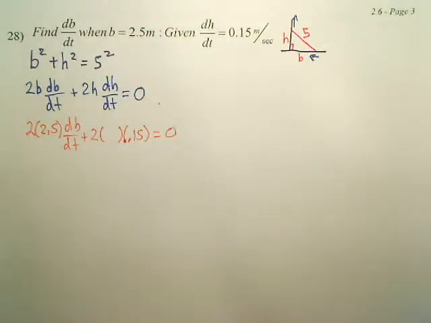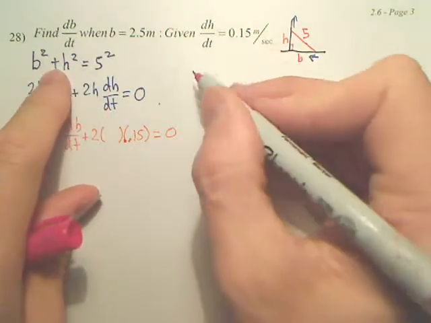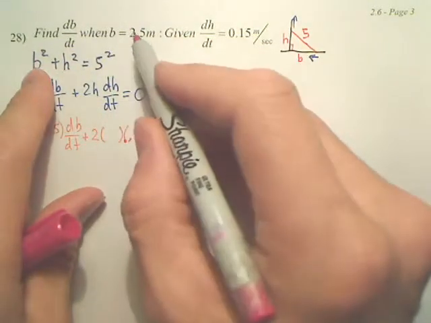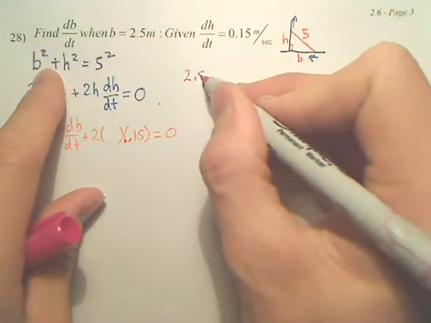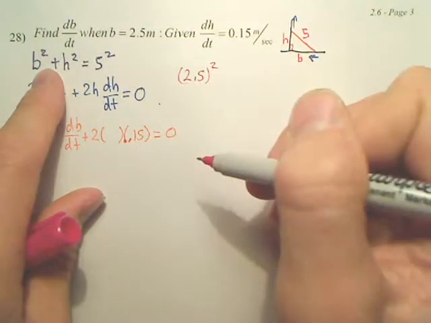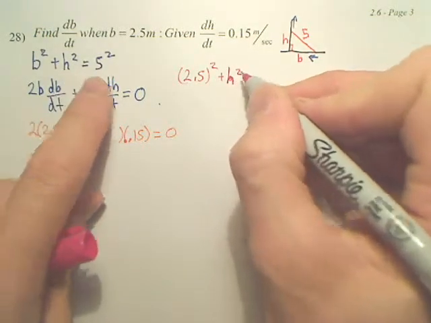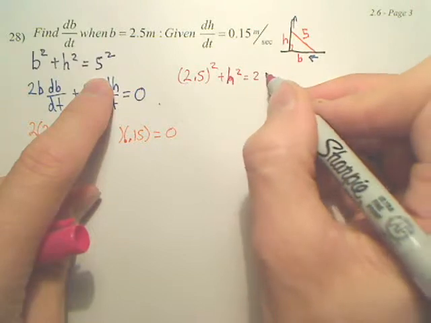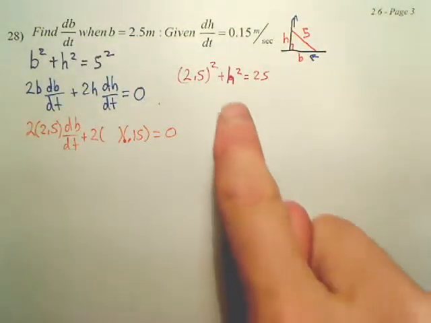This might be a little tricky for some of you, but it's simple. Go back to here. What's B? 2.5. Going back to here, B is 2.5. We don't know H squared. Oops, it's H squared. And isn't 5 squared 25? Can I solve for H? When B is 2.5, can I find H?